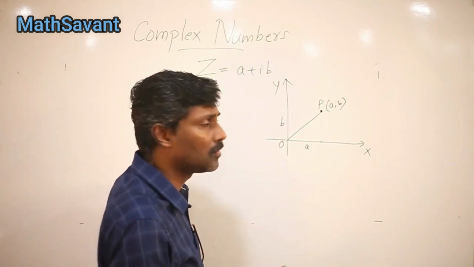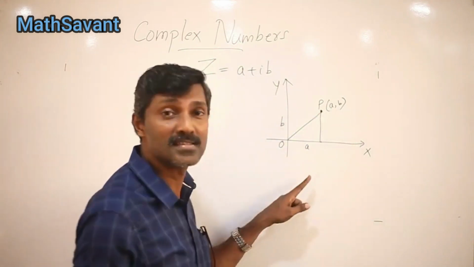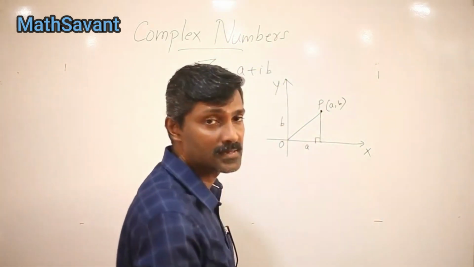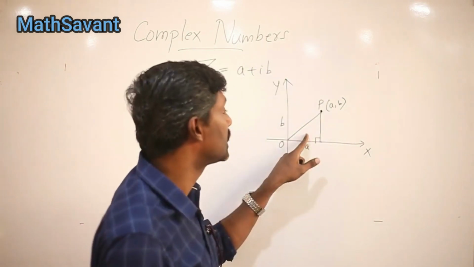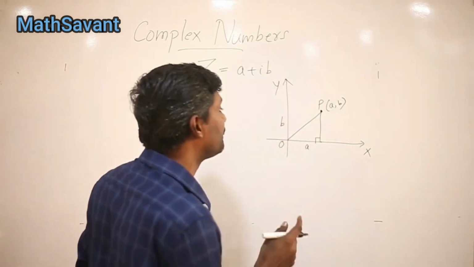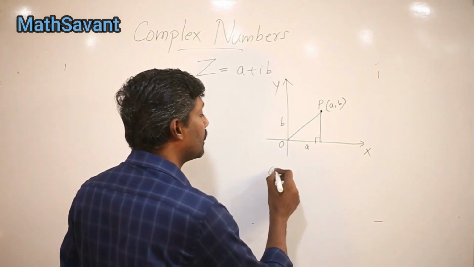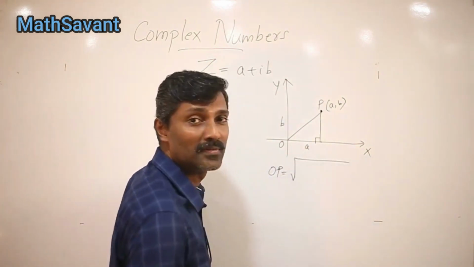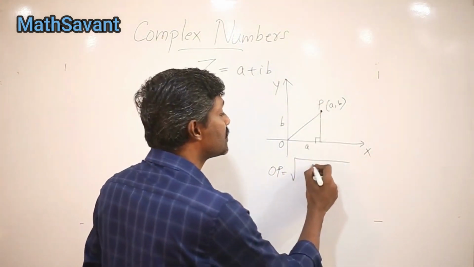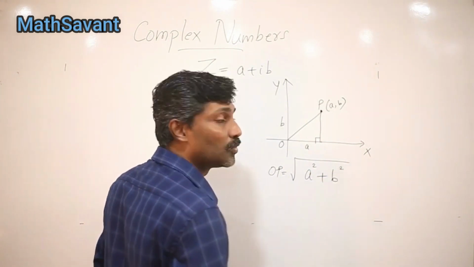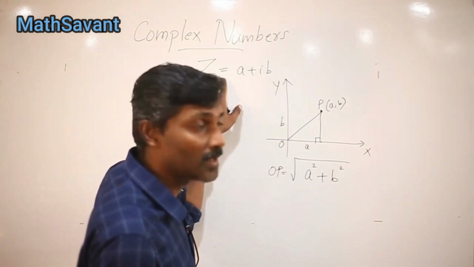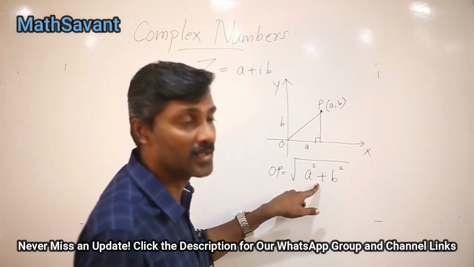If you complete the triangle, this is a right triangle, correct? This is 90 degrees because this is the x-axis and this is the y-axis. This is parallel to the y-axis, so this represents a right triangle. And we know that in a right triangle, using Pythagoras theorem, the hypotenuse OP is equal to square root of the base square plus the altitude square, which is nothing but A square plus B square. So the modulus of a complex number Z equal to A plus IB is nothing but square root of A square plus B square.